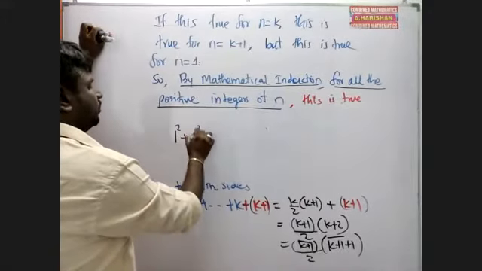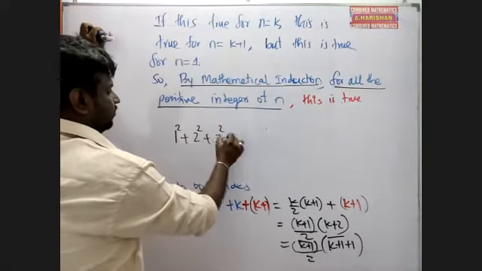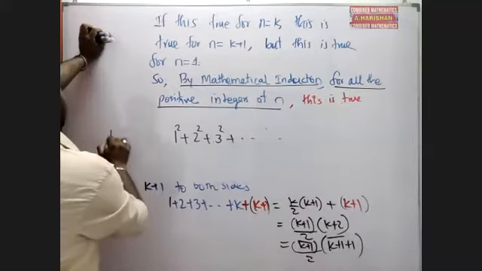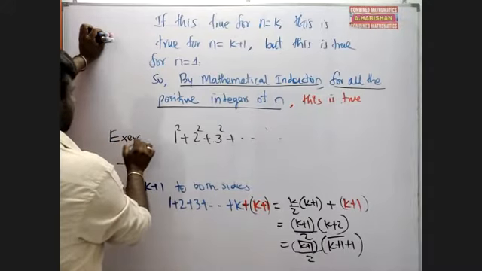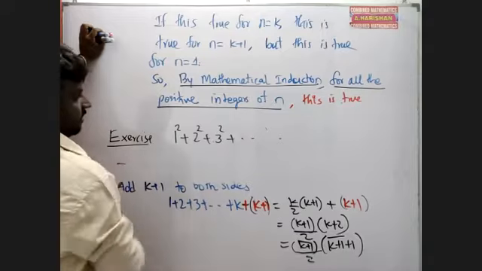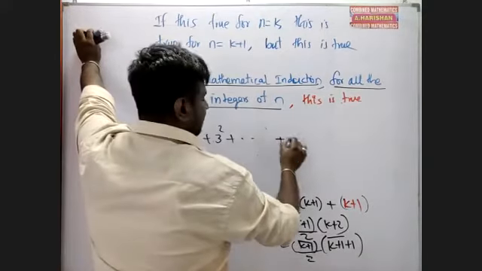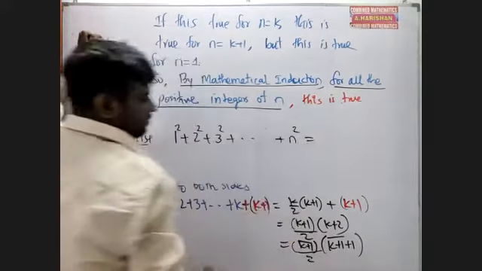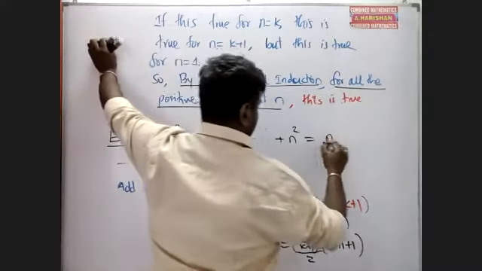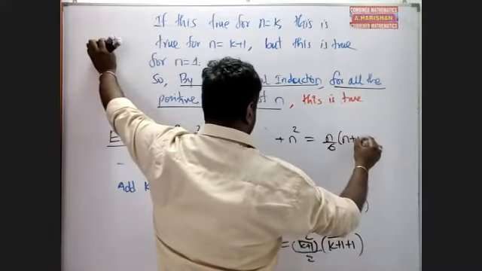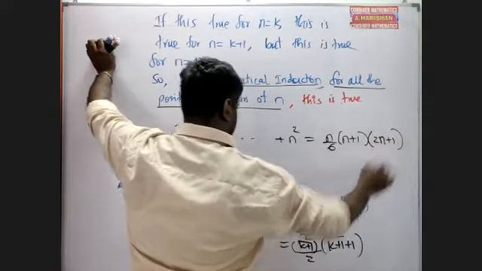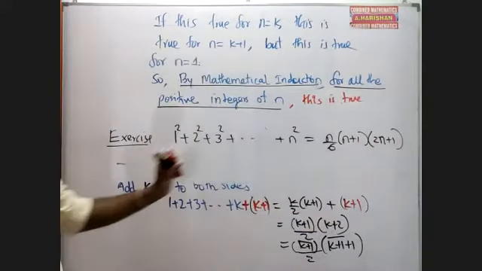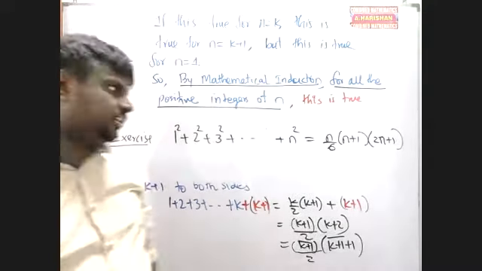Now we go to 1 squared plus 2 squared plus 3 squared. So the second one, we have to prove. This is not an example, we give it as an exercise. One example is enough under the series. Up to n squared, this is n by 6 into n plus 1 into 2n plus 1. You have to prove this using mathematical induction.